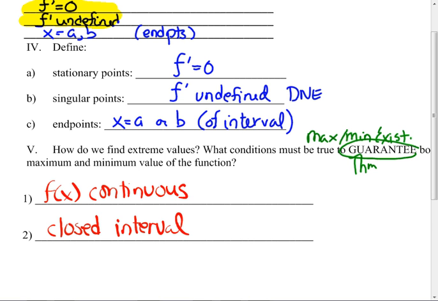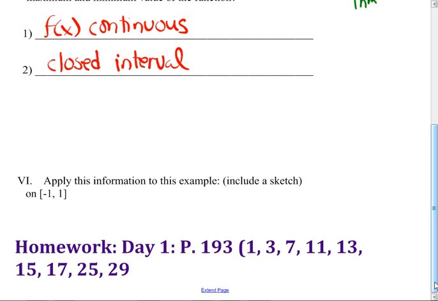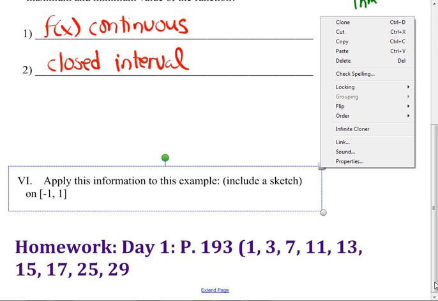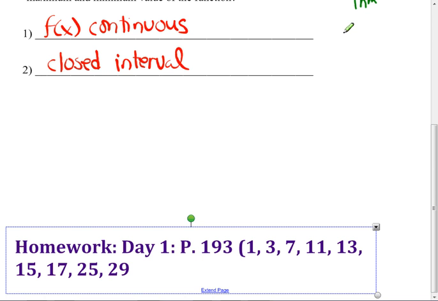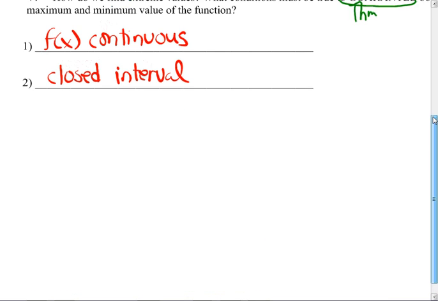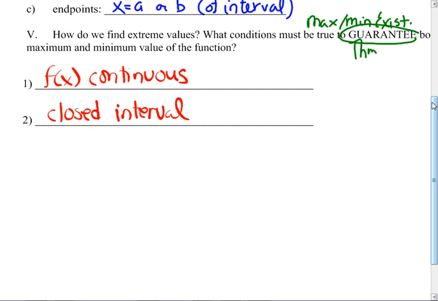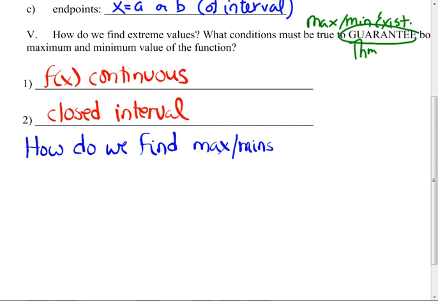Now, I'm going to take this other stuff off. I'm going to talk about how you use the theorem. And it's pretty straightforward. First, you check to see if you match these conditions. So one, how do we find absolute max-mins? Well, first thing, f of x has got to be continuous on a closed interval. You check.